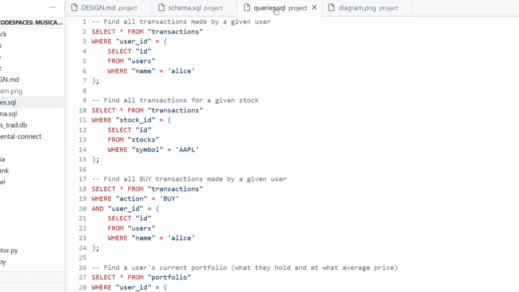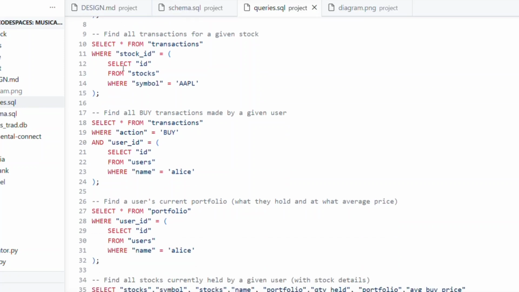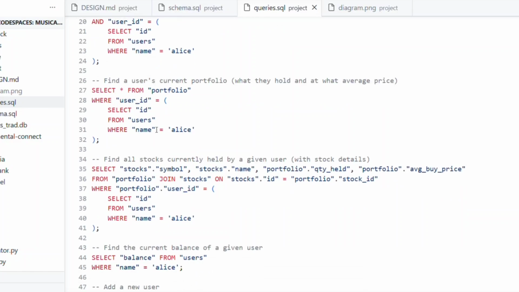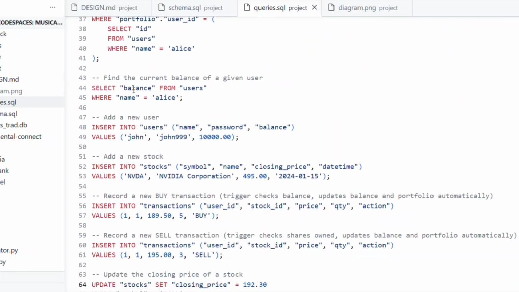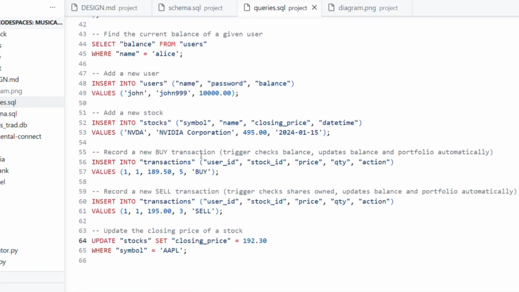Now let's talk about the queries.sql file. In the queries.sql file, I have covered all the common operations. The select operation is used to find all the traders based on their user ID, their stock, and also to find the stock ID, to find the transaction, portfolio, everything like the balance. Then comes the insert query, which is used to insert a new user, new stock, and also a transaction for either a buy or sell case, in which the trigger kicks in automatically.